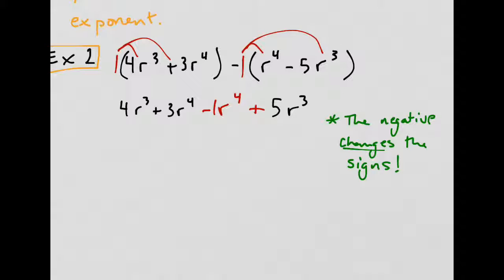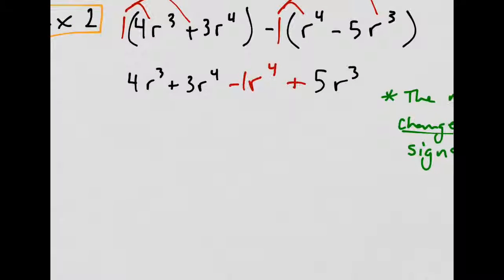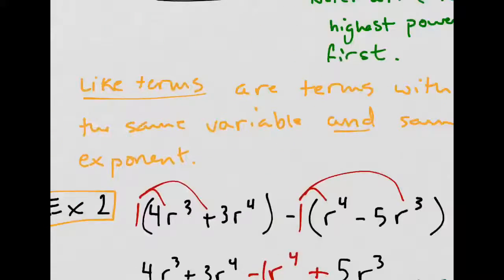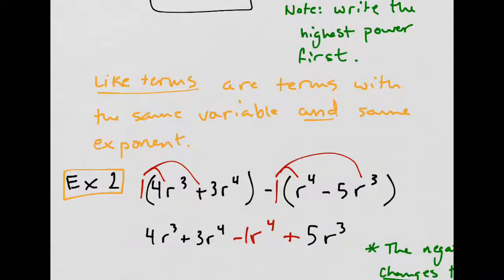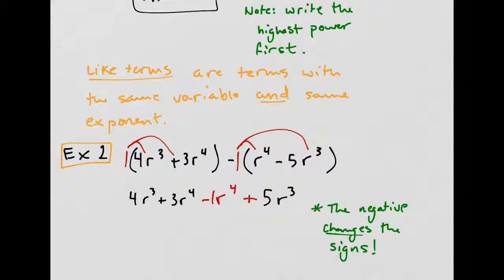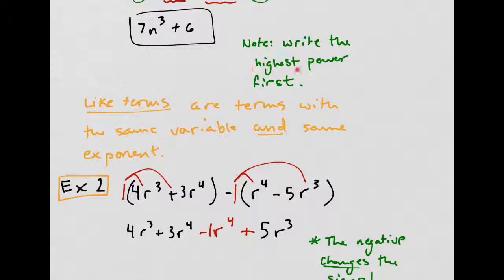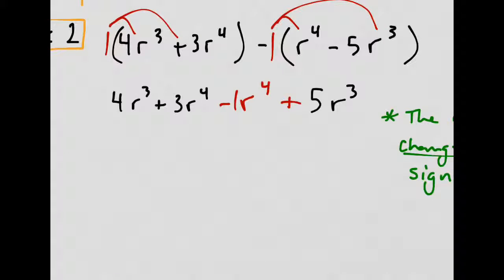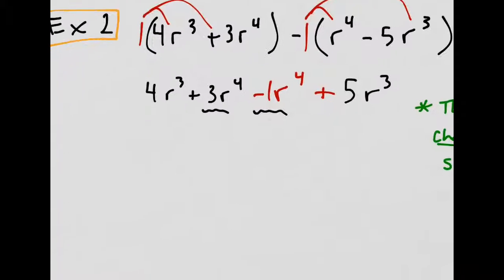The negative changes the signs in here. Okay, let's continue on. Now we combine like terms. So we distributed, now we're going to combine like terms. Remember, like terms are terms with the same variable and same exponent. So what are the like terms here? Well, I'm going to start with my highest power. I want to write my highest power first. So my highest power looks like r to the 4th. So I'm going to start with that. I have 3r to the 4th and a negative 1r to the 4th.